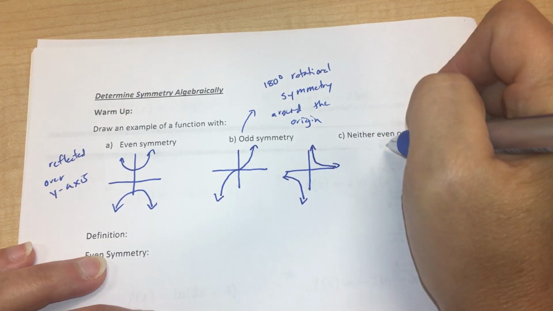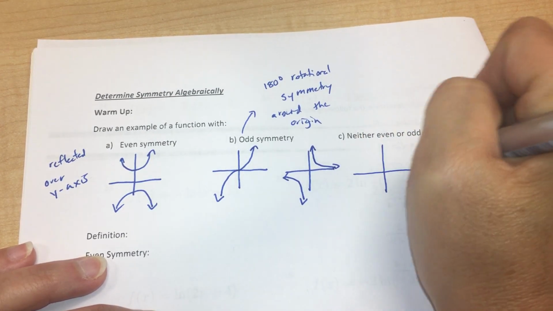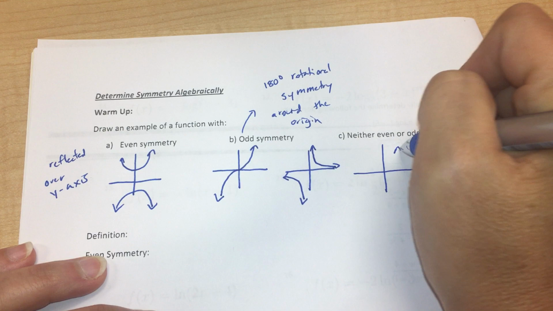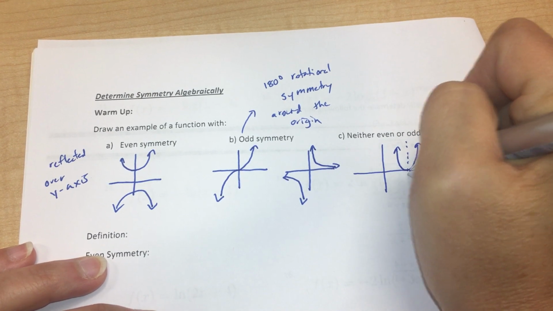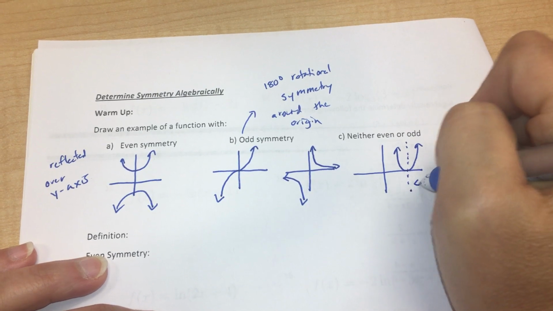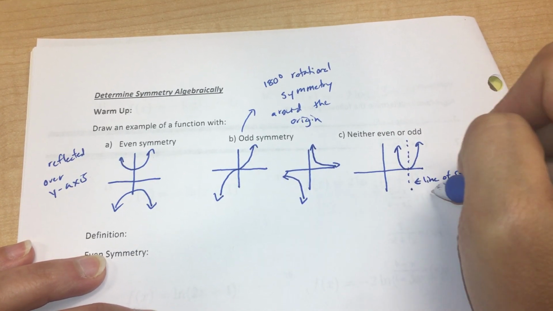Functions that have neither even nor odd symmetry might still be symmetrical. For example, you might have a parabola that's been moved to the right. So we have here a line of symmetry, but it's not even or odd.